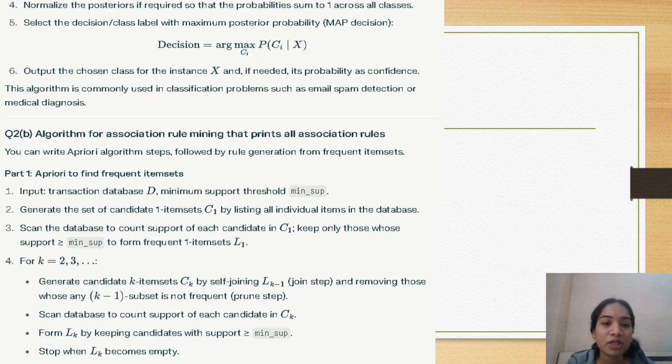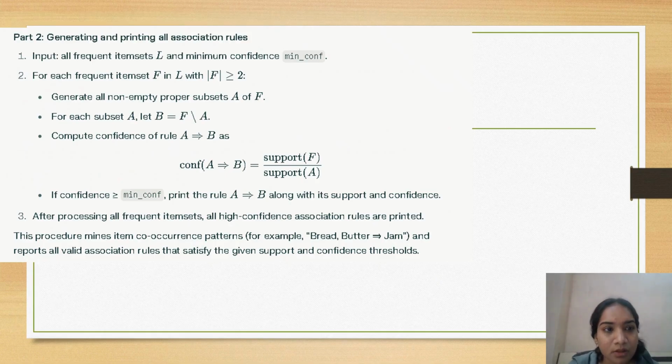The second step is to generate all candidate one-item sets. Step 3 is count the support of each item set from the transactions, and the fourth step is to keep only those item sets whose support is greater than or equal to minimum support. So these are frequent item sets. Step 5 is use the frequent item sets to generate larger item sets, 2-item sets, 3-item sets, by joining previous sets. Step 6 is repeat the support counting and filtering until no more item sets can be generated.